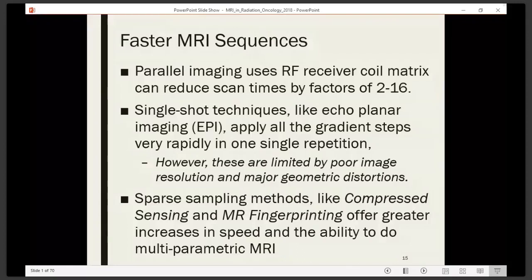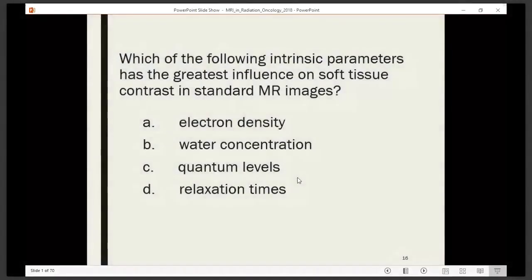There are some newer methods called sparse sampling methods. A couple of the key examples are compressed sensing and MR fingerprinting that offer even greater increases in imaging speed by being quite selective about which data points are actually acquired and doing that in a very strategic manner. And this opens up the ability not only to acquire more data more quickly, but also to acquire data with different contrasts all at the same time in a single acquisition multi-parametric study. But again, that's beyond the scope of this talk.